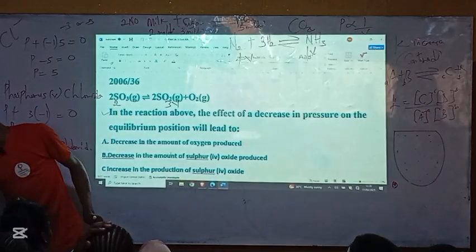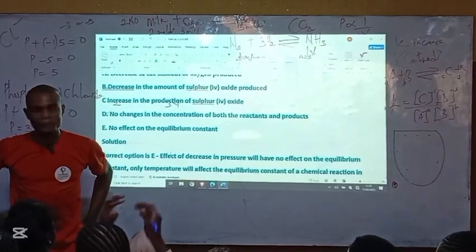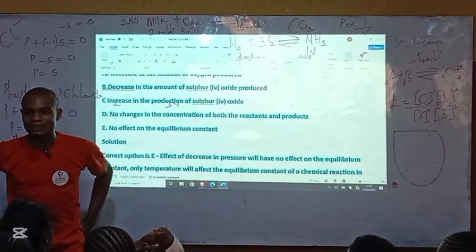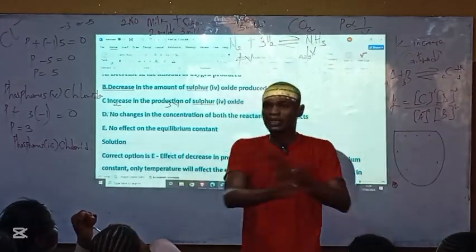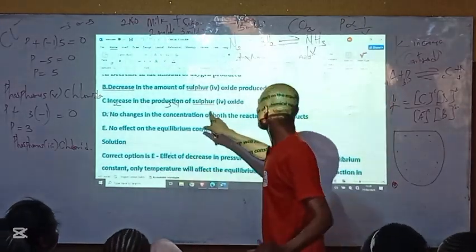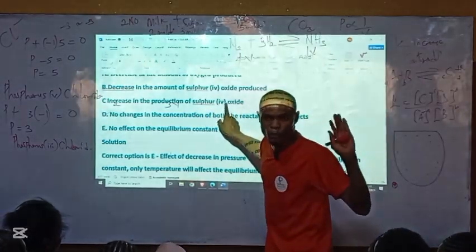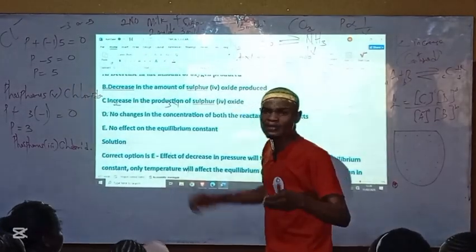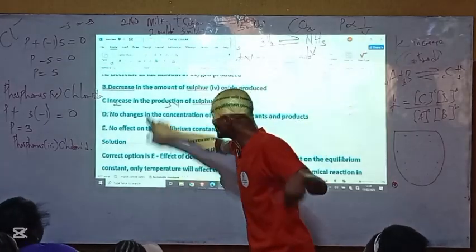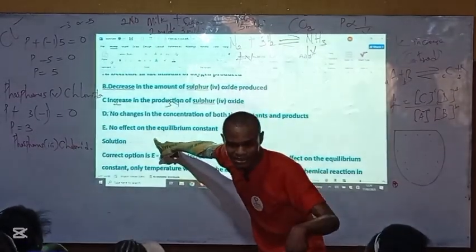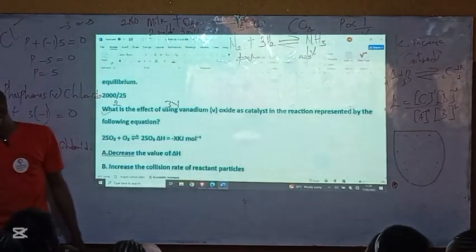So option E is the most accurate answer: no effect on the equilibrium constant. Pressure does not affect the equilibrium constant. The only thing that affects the equilibrium constant is temperature. They put sulfur oxide without oxygen so that you can be confused. That is about accuracy. Option C is correct, but option E is the most correct answer, that there is no effect on the equilibrium constant. Good.